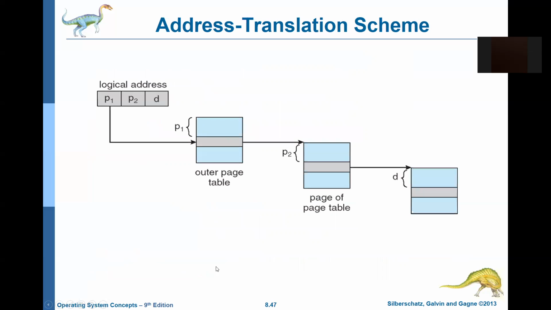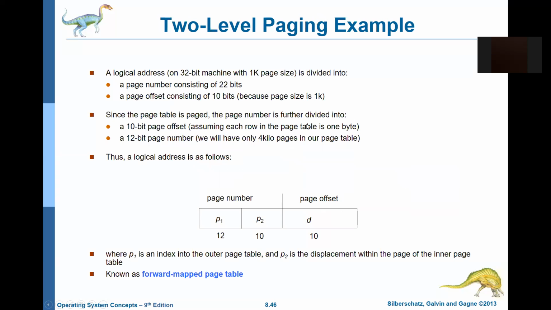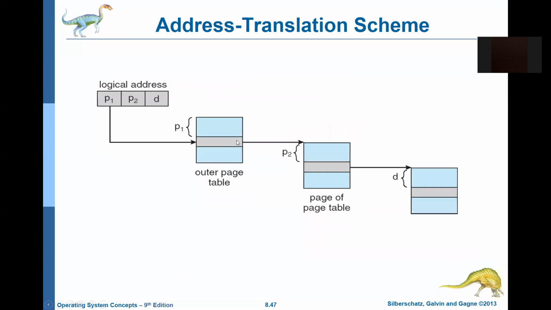All right, let's see this again. P1 is telling me which row in this table to go to, and I've got 2 to the 12th. And this P2 is telling me, here is the key point, how far down to go. Now I'm going to answer the question that I asked you. If this wouldn't be 1 byte, if it would be, let's say, 4 bytes per row, and I'm still using 10 bits for the offset, then what's wrong with this picture?